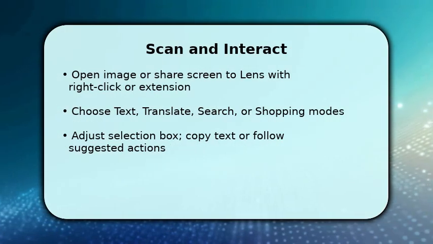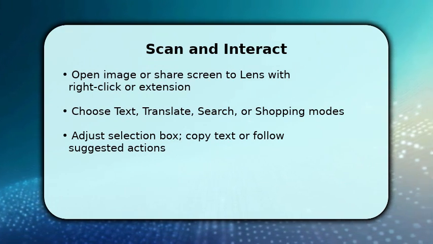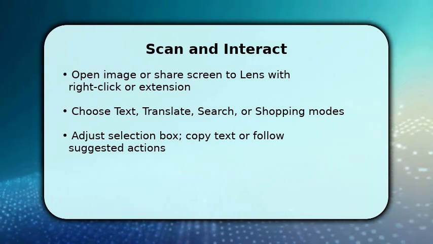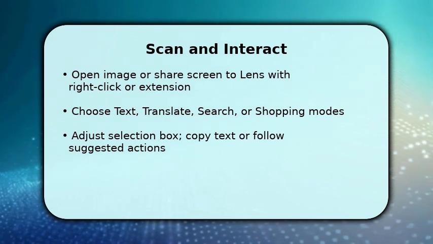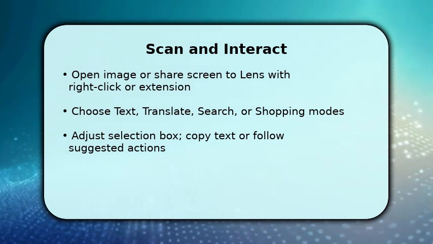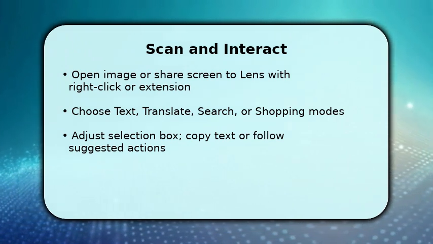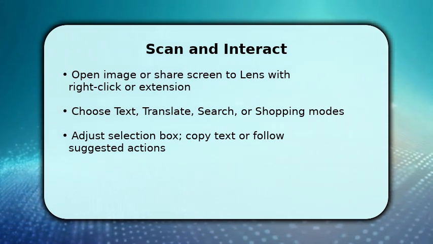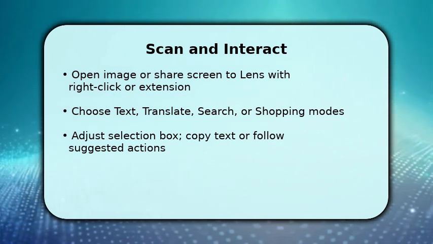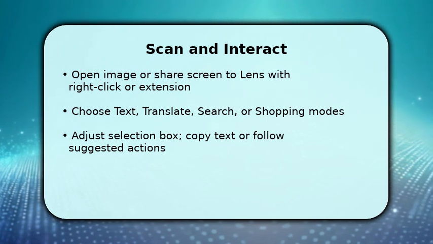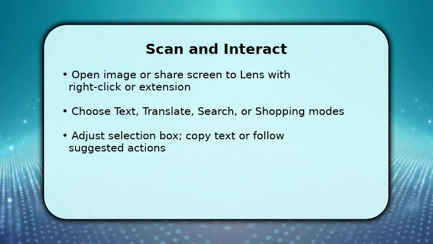Now you feed an image to Lens and choose what you need: text extraction, translation, visual search, or shopping links. You click the Lens icon or right-click an image and select Search Image with Google Lens, then draw or resize the selection box over the target area. After that, use the suggested actions: copy text, translate, or open similar items so you can paste, research, or buy. Make sure to refine the crop if results include irrelevant elements for cleaner output.